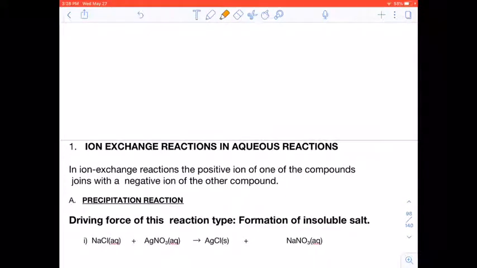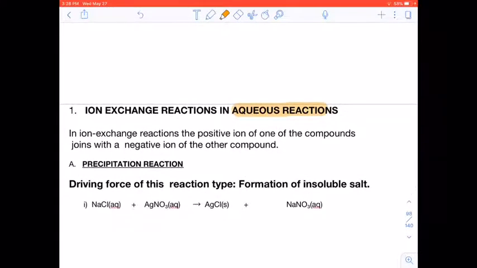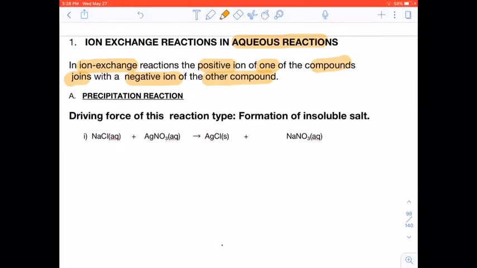Now, ion exchange reactions in aqueous solutions. In an ion exchange reaction, the positive ion of one compound joins with a negative ion of the other compound. Now let's illustrate that with a few of the reaction types that we have.